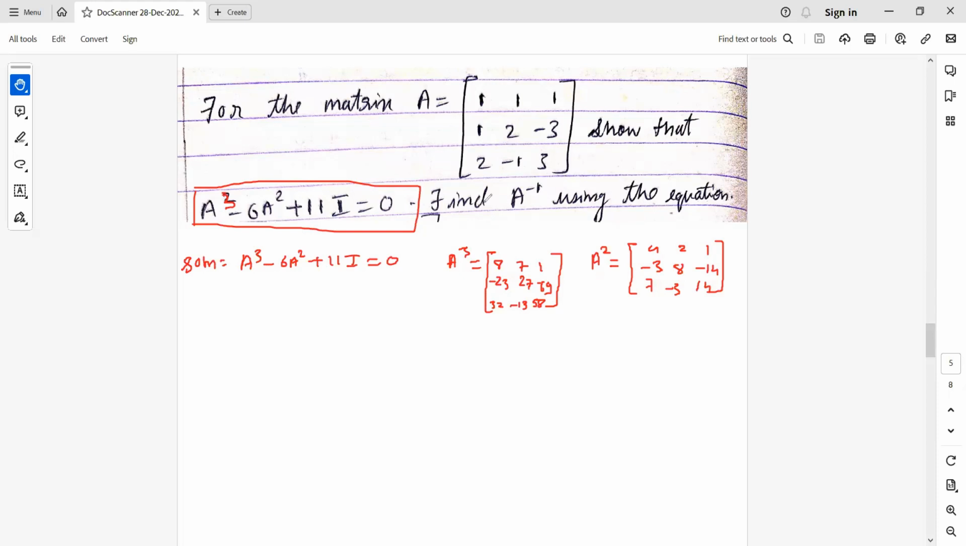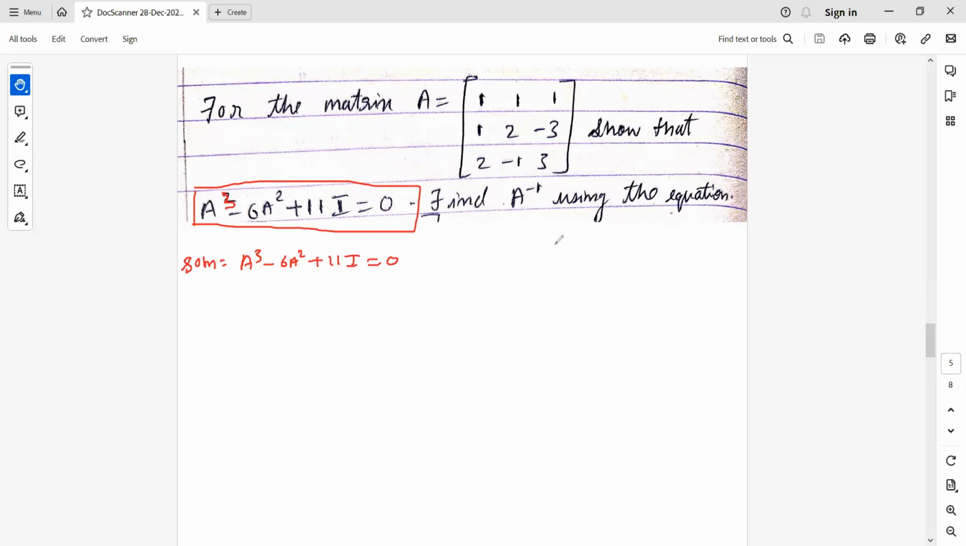So here we are interested in how to calculate A inverse using the equation. Okay, so this method we will try to understand. So the first step is you have to show it is equal to 0 using multiplication of matrices. Now see how to calculate the inverse.